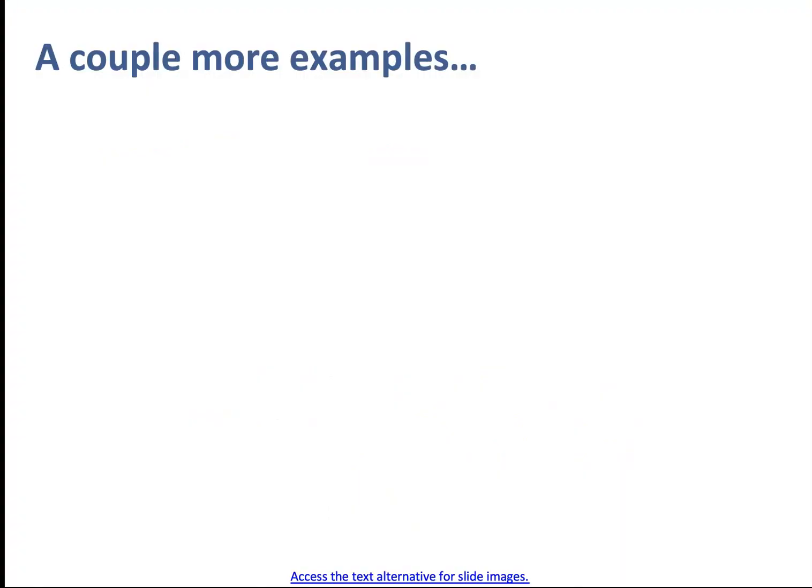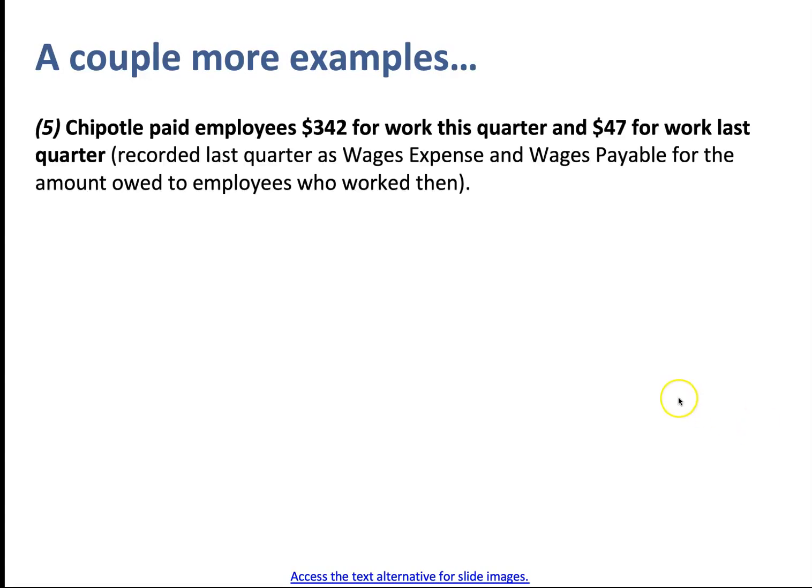Here are a couple more examples. In the following examples, I will show the example first, and then I will ask you to pause your video when you see those examples and think by yourself or put down your answers on a piece of paper so that you know whether you get the material or not. The first one: Chipotle paid employees $342 for work this quarter and $47 for work last quarter.